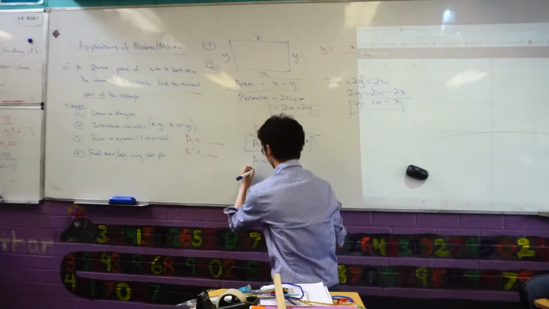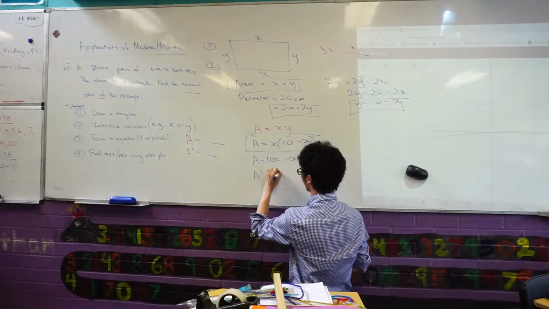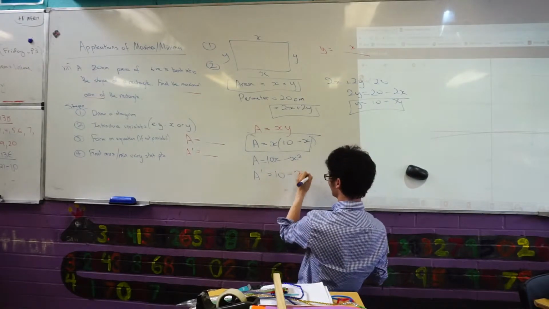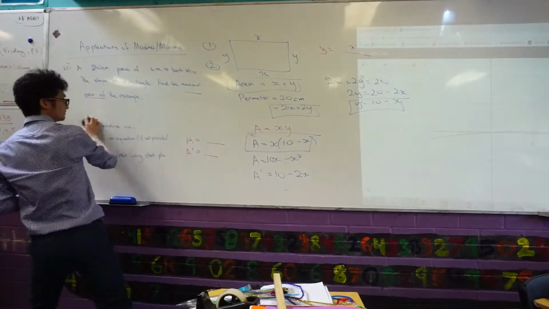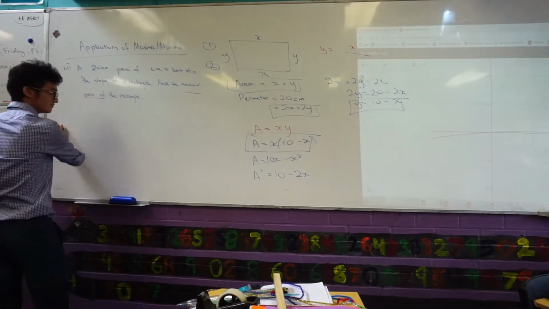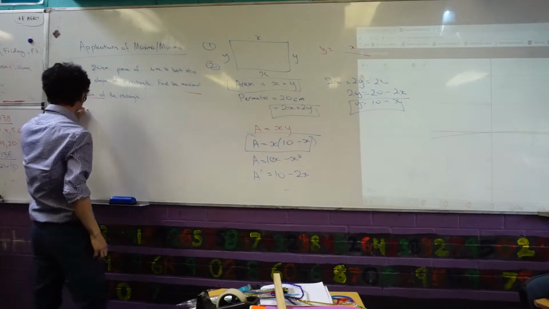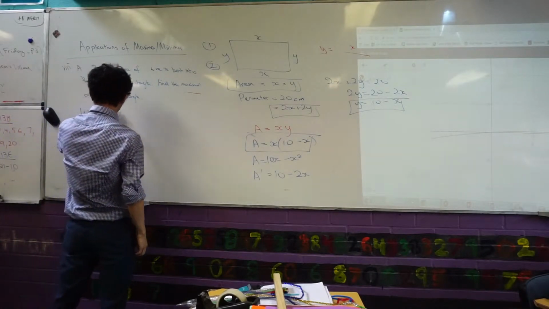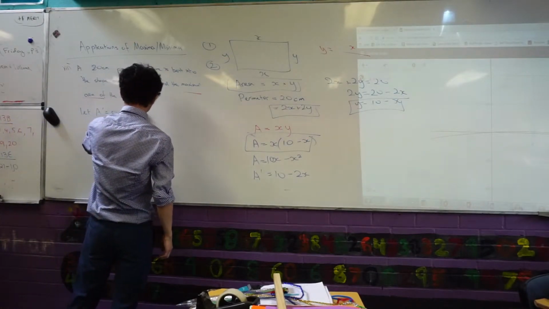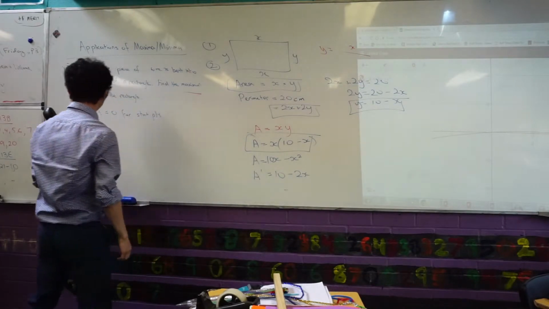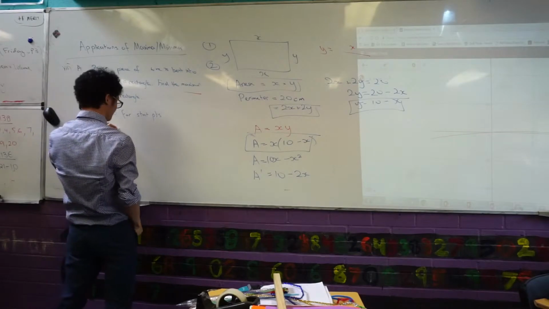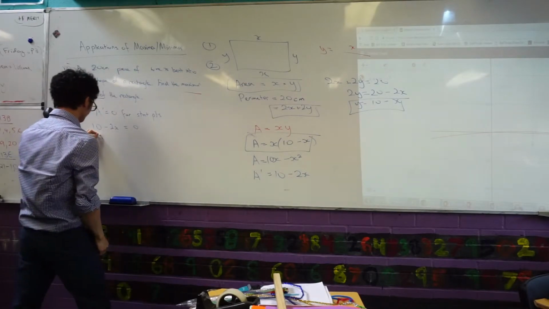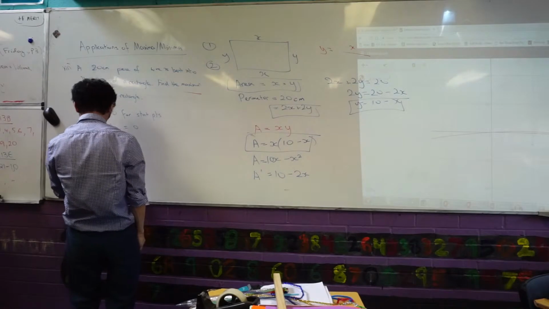So I've got A dash is equal to 10 minus 2x. Good. What do I want to do next? You always let it equal 0. Let A dash equal 0 for stationary points. So then I've got 10 minus 2x is equal to 0. 10 equals 2x. What's x equal to? It equals 5.